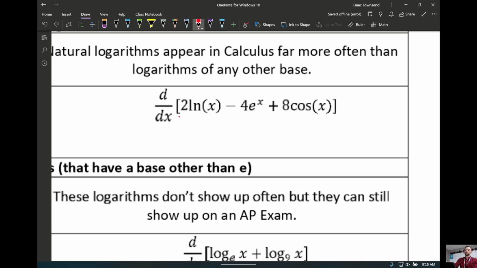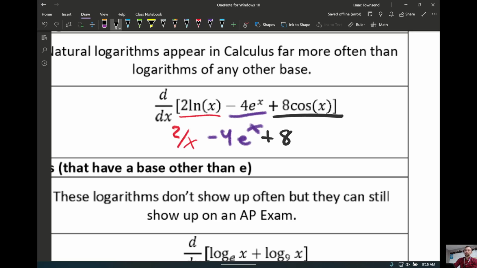Okay, so for this part, you should have got 2 times 1 over x. For this part, you should have got negative 4 times the derivative of e to the x. And for this part, you should have gotten 8 times the derivative of cosine, which was what? Good, not sine, but negative sine. Make sure you have a minus sign there, not a plus sign.